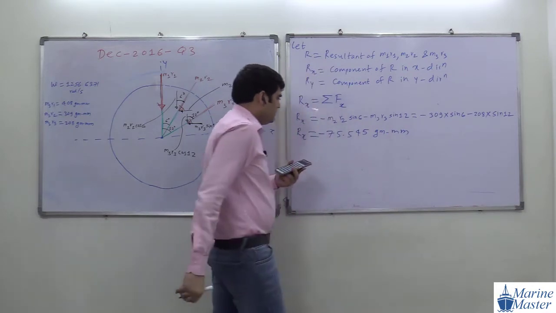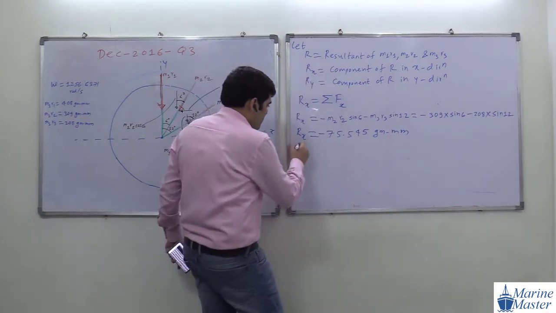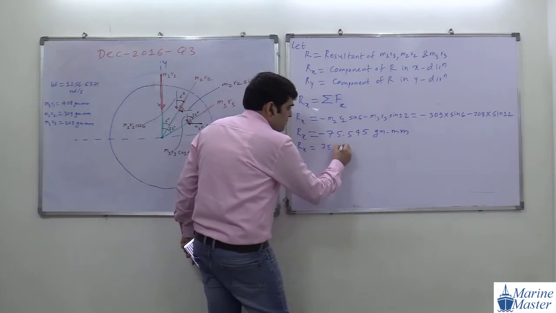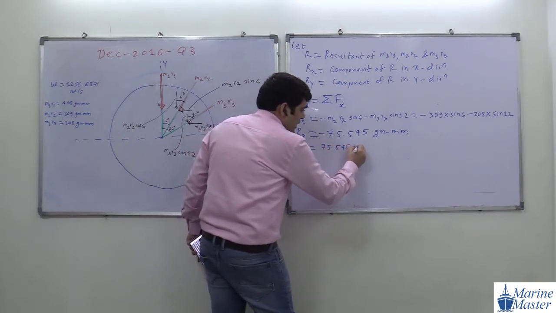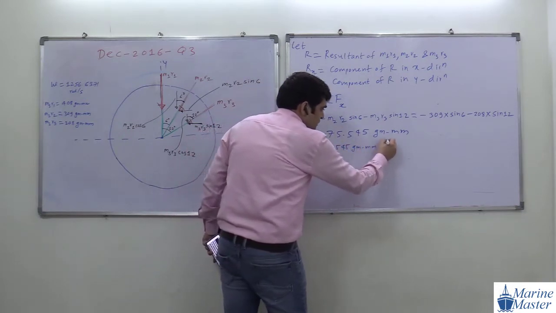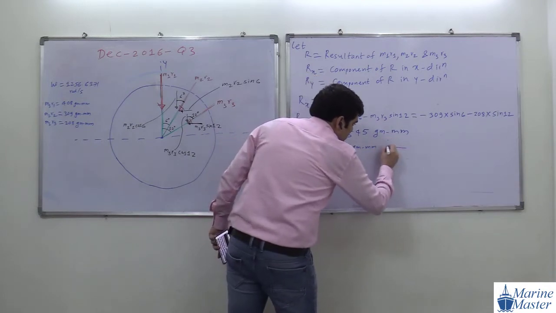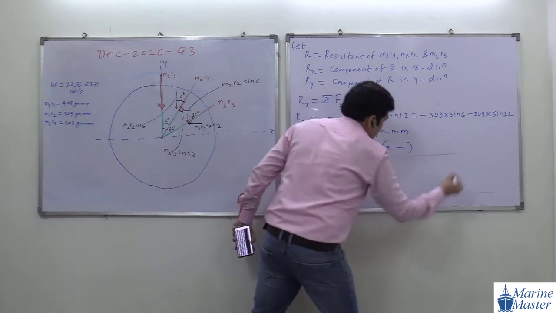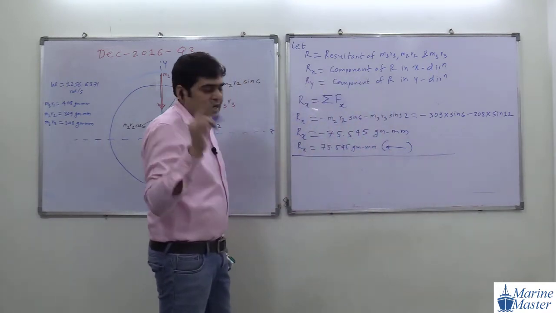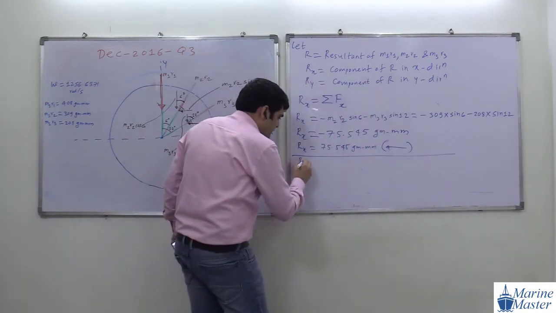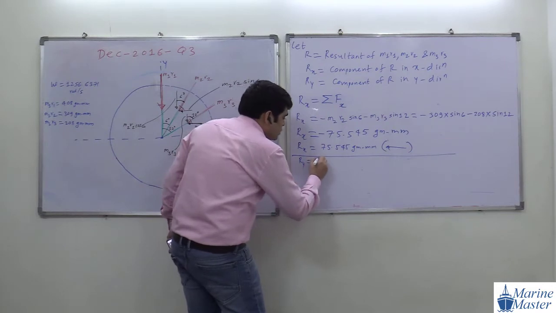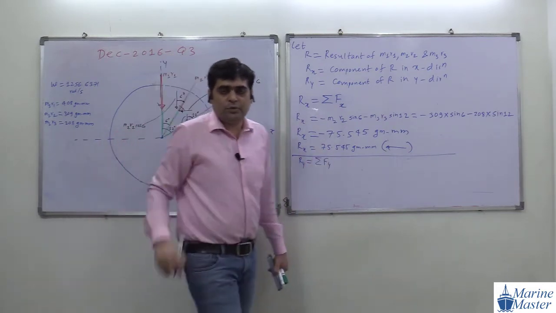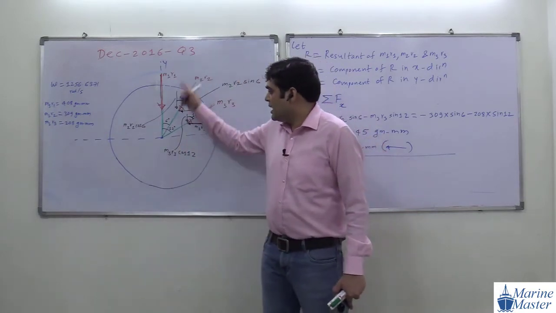So gram mm, and it is minus, means what? So Rx will be 75.545 gram mm. Minus means what? It must be towards left. Okay. So we got Rx. Similarly, we can calculate Ry. Ry means summation of forces in what? Y direction. What are the forces here in Y direction? M1 R1.